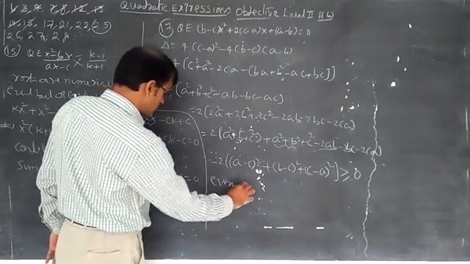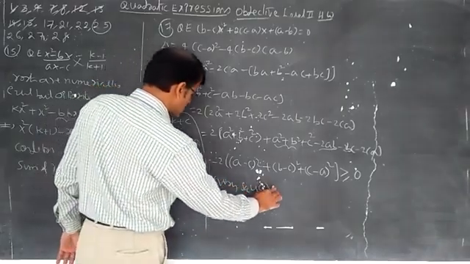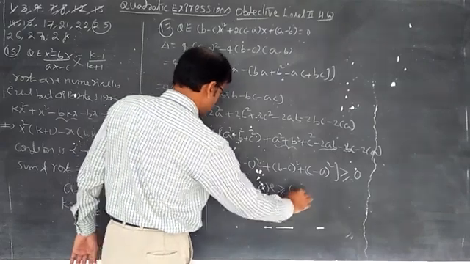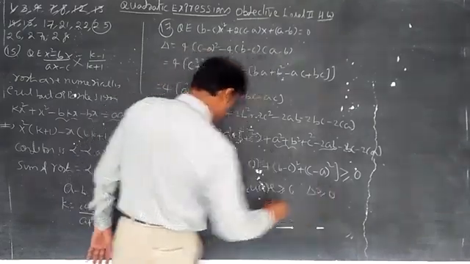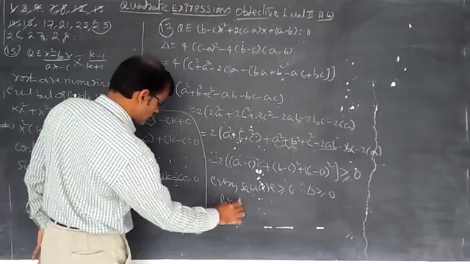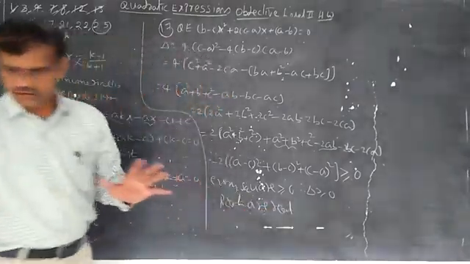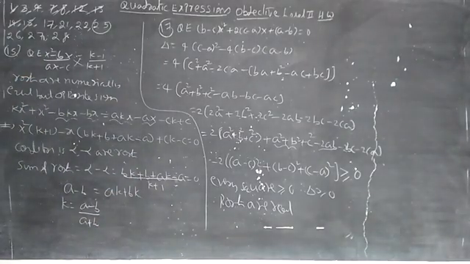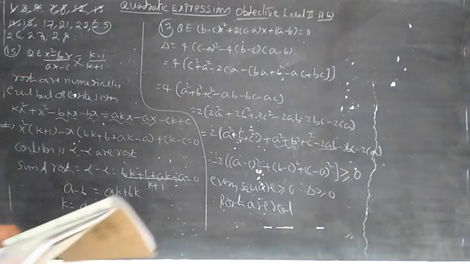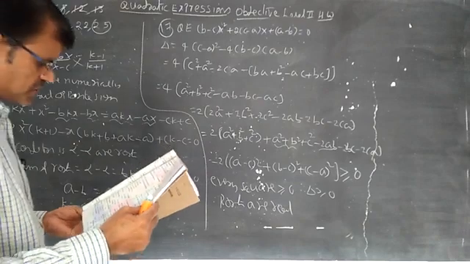Since every square is greater than or equal to 0, therefore delta is greater than or equal to 0. Therefore the roots are real and distinct. Real, simply, the chance is there: real and distinct, given.